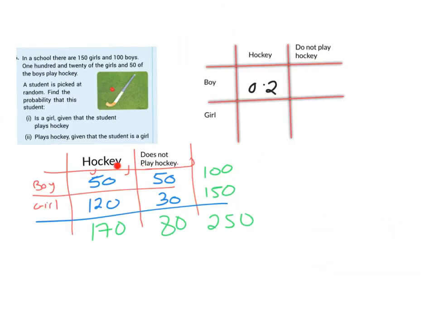Okay, so again, I've just filled out a table here, putting all of this information into it, super important. And now I'm going to turn it into probabilities. So the probability of a boy who plays hockey would be 50 over the total, which is equal to 0.2. So I can now go about filling out all of these probabilities.